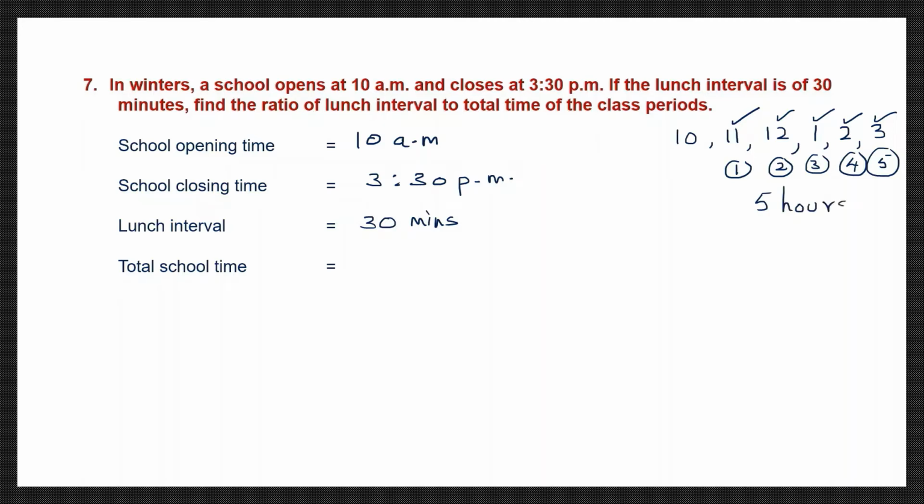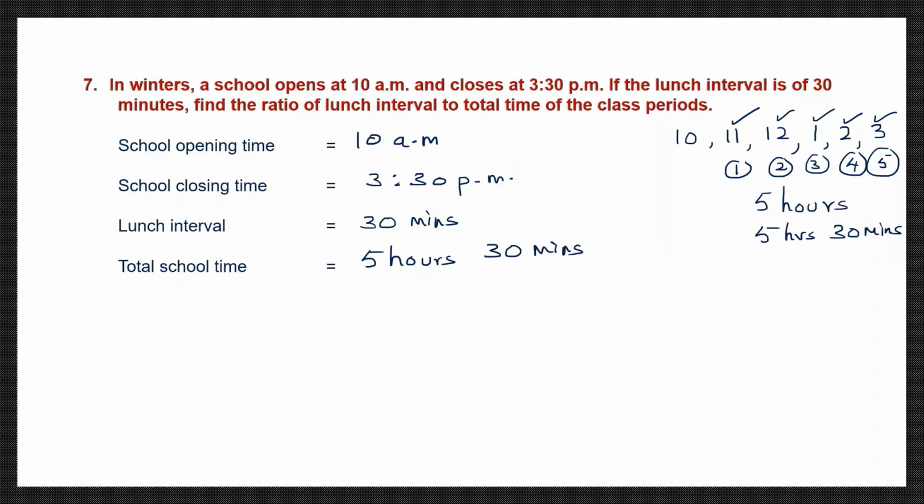And then look at the school closing time. It's not 3, it's 3:30. That means we have another half an hour more. So 5 hours and 30 minutes is the whole school time. So the total school time is 5 hours and 30 minutes.